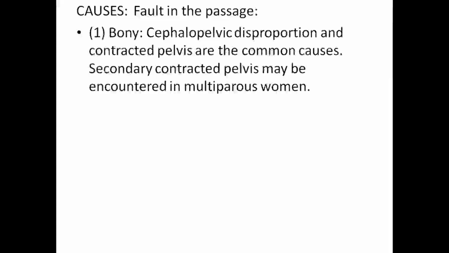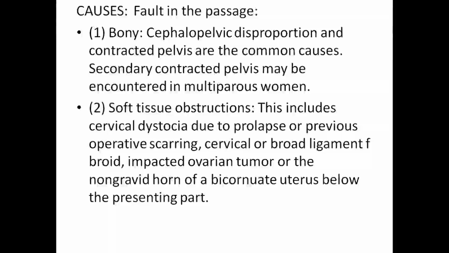Causes: fault in the passage include bony. Cephalopelvic disproportion and the contracted pelvis are common causes. Secondary contracted pelvis may be encountered in multiparous women. Soft tissue obstruction includes cervical distortion due to prolapse or previous operative scarring, cervical or broad ligament fibroid, impacted ovarian tumor, or non-gravid horn of the bicornuate uterus below the presenting part.